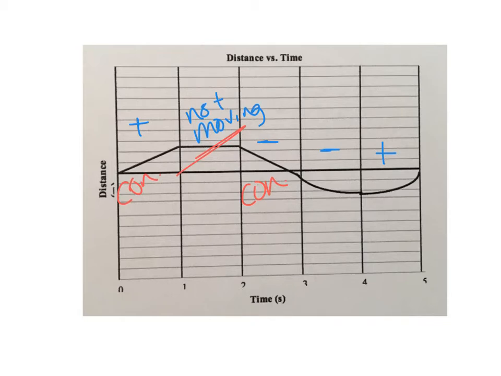From 3 to 4 seconds, you are slowing down because your curve is getting flatter at the end, and when you see that, that means you are slowing down. And then from 4 to 5, you are speeding up because you are getting steeper at the end. All right, so if you're steeper here and then flattening out, you're slowing down.